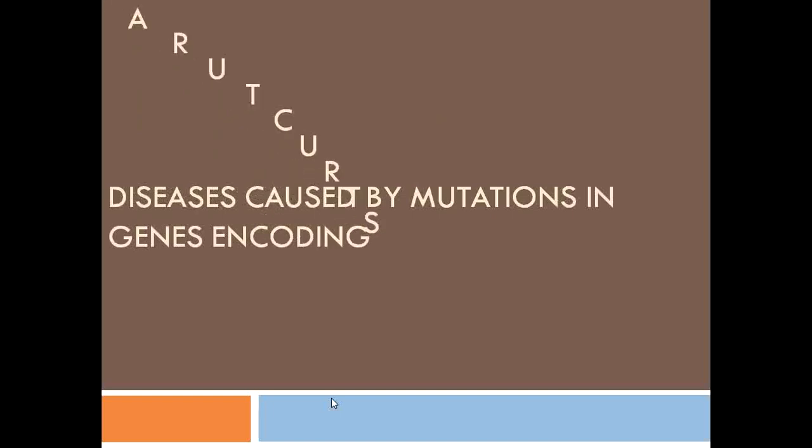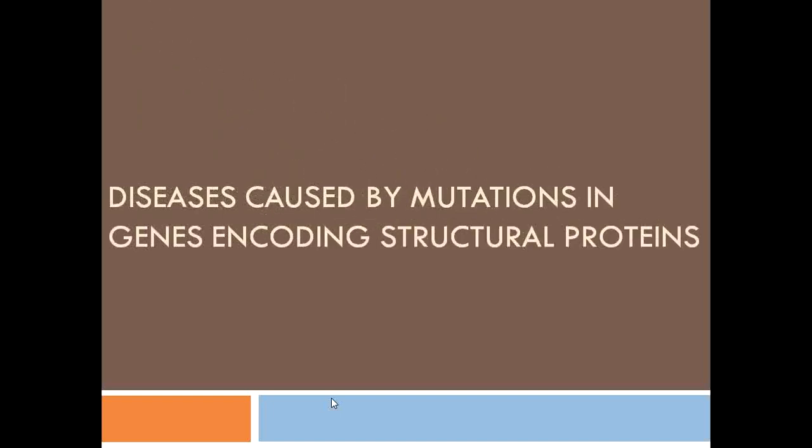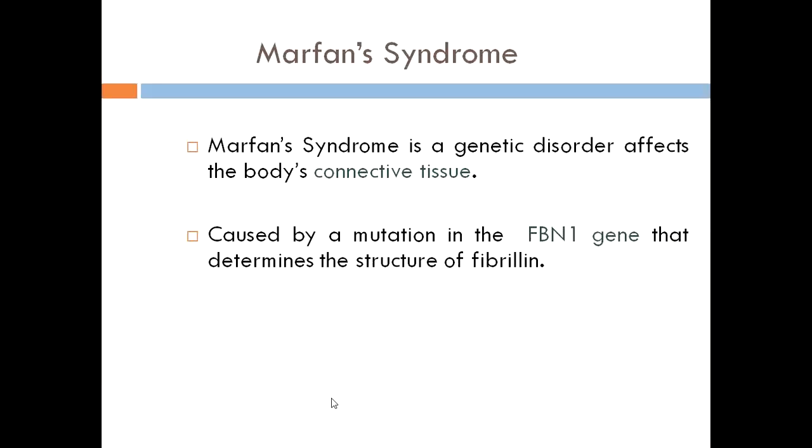Disease is caused by mutation in genes encoding structural proteins. Marfan syndrome. Marfan syndrome is a genetic disorder that affects the body's connective tissue. It's caused by a mutation in the fibrillin 1 gene that determines the structure of fibrillin.